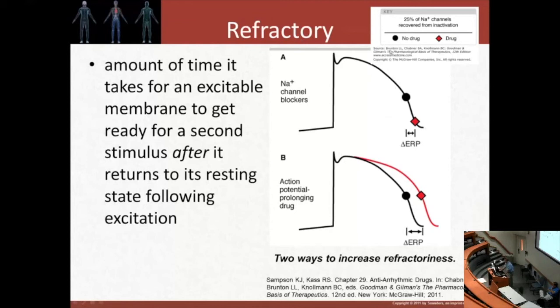And so some of these drugs, and you can see this example here, here's a sodium channel blocker, cause minor changes in the refractory period, but other more dramatic action potential prolonging drugs can actually shift the whole curve to the right, and that's really going to change the amount of time before that muscle can be re-excited from a recent repolarization.